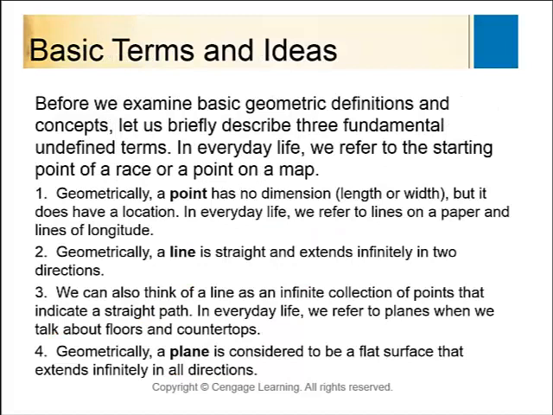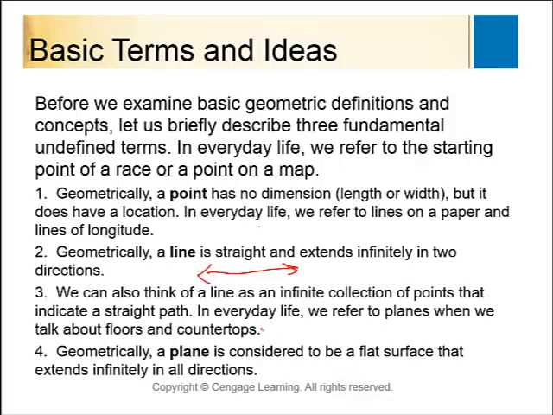Here are definitions. A point has no dimension, so it's just a dot. That's it. And you can't describe it as having any width or length. A line goes on and on forever in both directions, and I'm going to put arrows on either end because it continues on and on in both directions and doesn't stop.